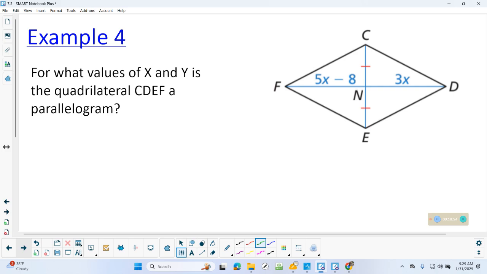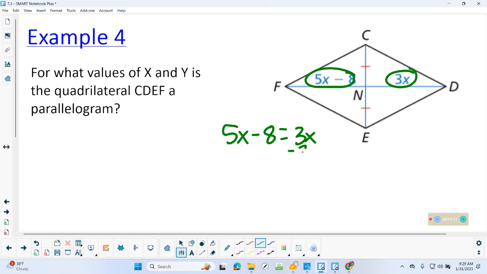Okay, so look at the diagonals here. These have to bisect each other. They already told you the one did. They put the tick marks on it, so we already got that one. We need to make the other ones be equal. So they do, in fact, bisect each other. All right, let's solve for x.